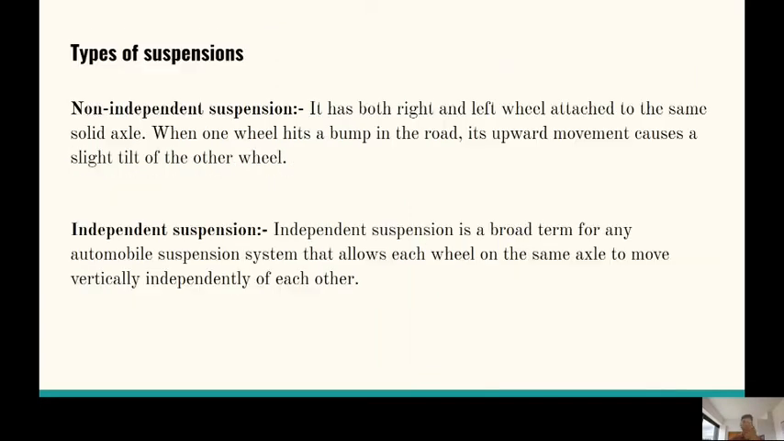Then there are two types of suspension. Non-independent suspension has both the right and left wheels attached to the same solid axle. When one wheel hits a bump in the road, its upward movement causes a slight tilt of the other wheel. And then there is independent suspension. Independent suspension is a broad term for any automobile suspension system that allows each wheel on the same axle to move vertically independently of each other.